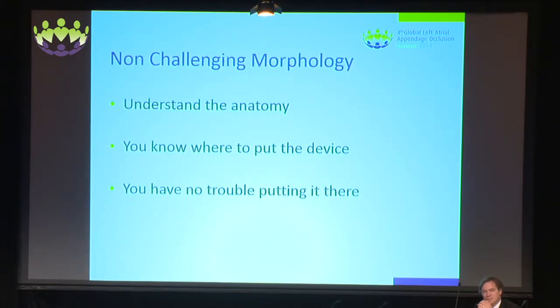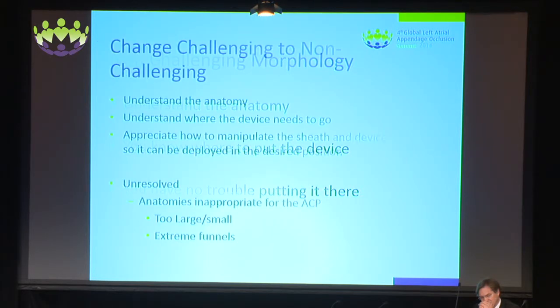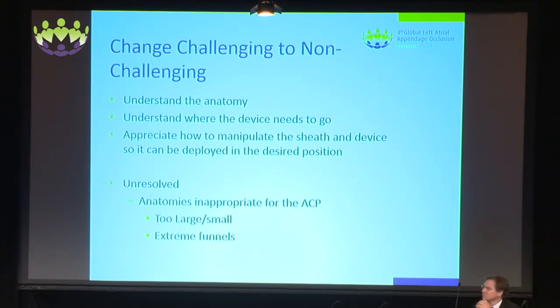So what, therefore, is non-challenging morphology? That's a challenge. That's morphology where I understand the anatomy. I know where to put the device, and I have no trouble putting it there. So that's non-challenging. How can I shift challenging morphology to non-challenging morphology? Number one, I need to understand the anatomy. I need to understand where the device needs to go, and I need to appreciate how to manipulate the sheath and the device so it can be deployed in the desired position.